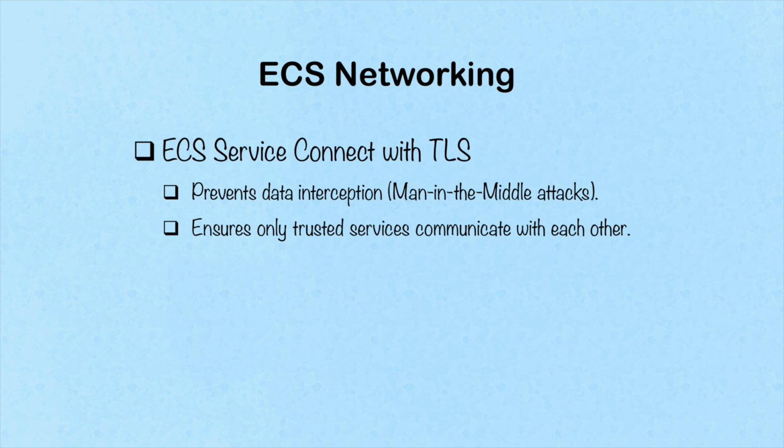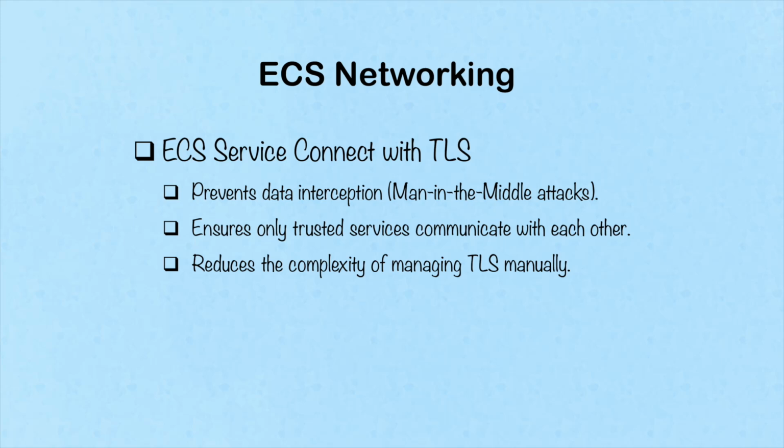Only trusted services can communicate with each other. Mutual TLS ensures that both the sender and receiver verify each other's identity before exchanging any data. TLS management is simplified. With ECS Service Connect, AWS takes care of the certificates and encryption, so you don't have to manually configure and maintain them. By enabling TLS in ECS Service Connect, you get a secure, reliable, and hassle-free way to protect your service-to-service communication, allowing you to focus on building great applications.